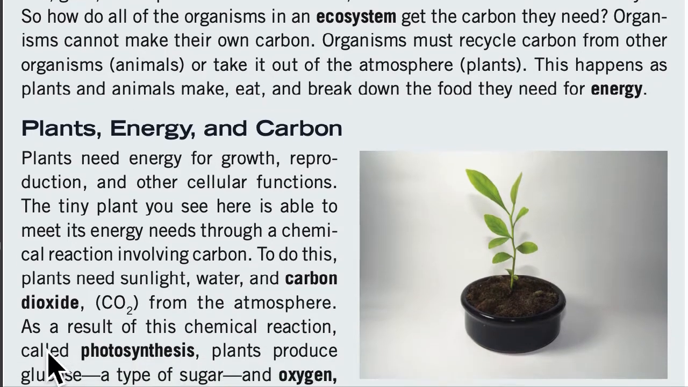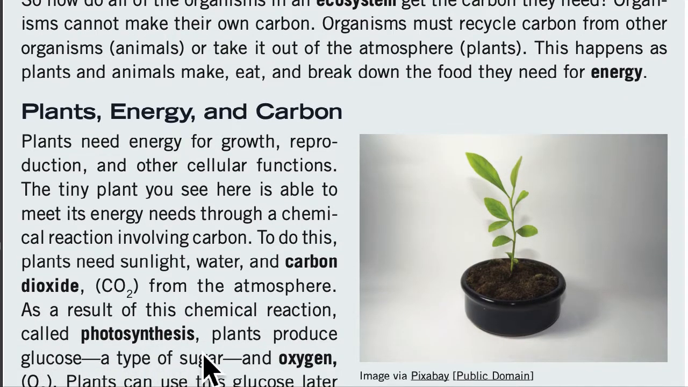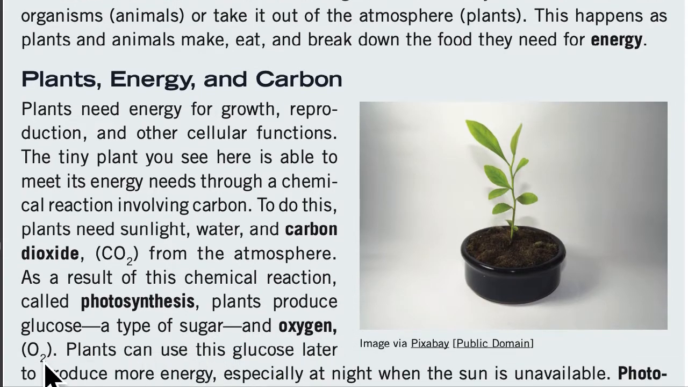As a result of this chemical reaction, called photosynthesis, plants produce glucose, a type of sugar, and oxygen. Plants can use this glucose later to produce more energy, especially at night when the sun is unavailable.